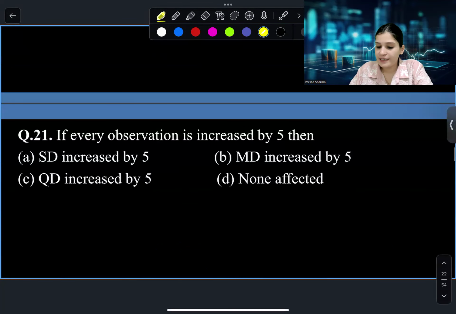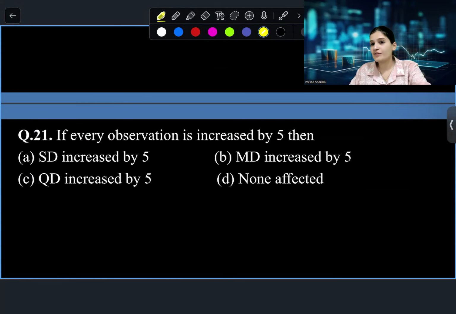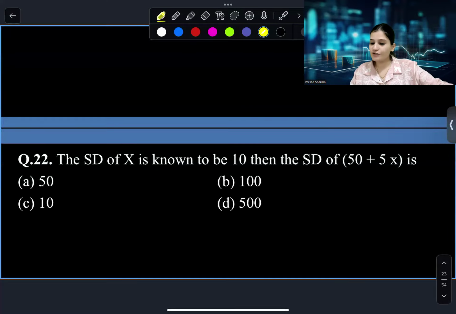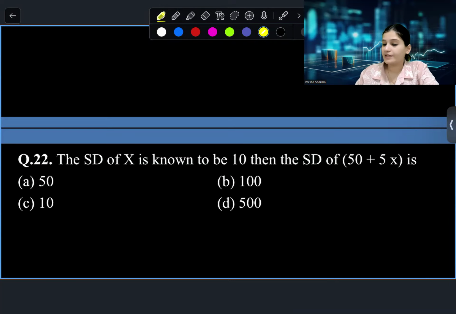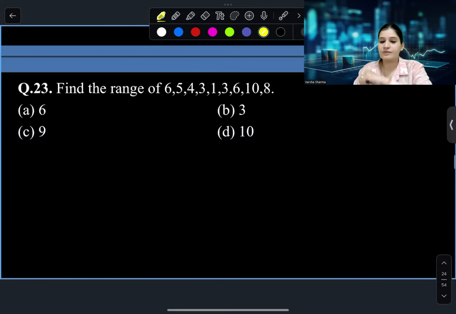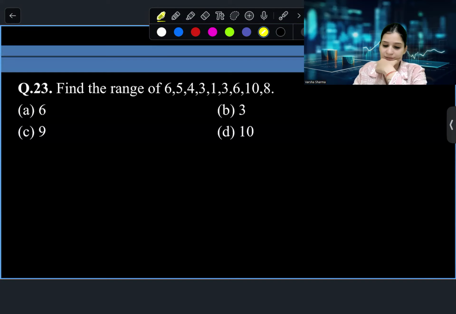If every observation is increased by 5, all the measures of dispersion will remain unaffected. Clear? The standard deviation of x is 10. What will be the standard deviation? Whatever we add is irrelevant. So 5 into 10, 50. Range of this one: highest minus lowest, 10 minus 1, 9.